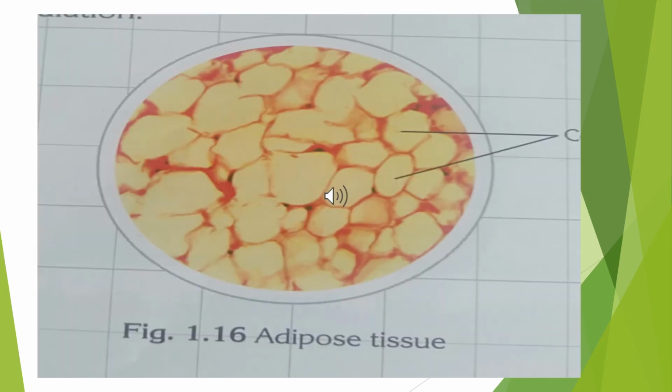Look at the picture. This is adipose tissue. Adipose tissue is similar to areolar tissue in structure and function and is located beneath the skin. Adipocytes are commonly called adipose or fat cells.